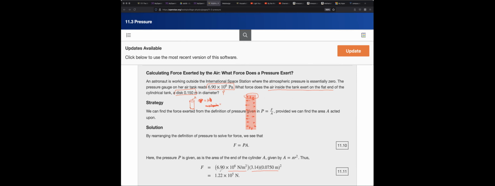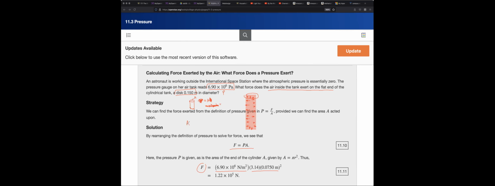Then we multiply it by the pressure to get the force after we've solved that equation for force, and we get the amount of force. It turns out to be 122,000 newtons, a fair amount of force spread across that area. If you calculated it for the whole tank, it would be even more, because there's more area that you're including. For the whole tank, it would be this area on the flat end, plus another one for the bottom, plus the area of the cylinder.